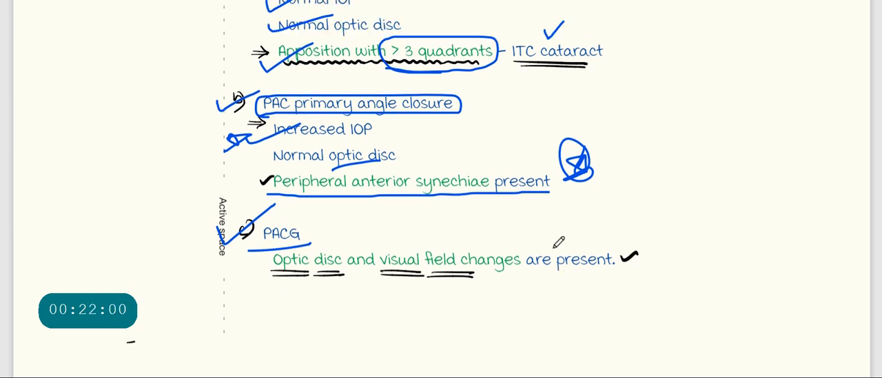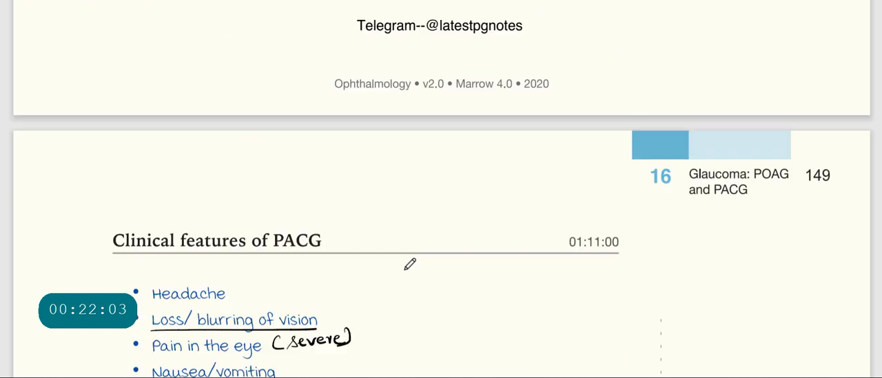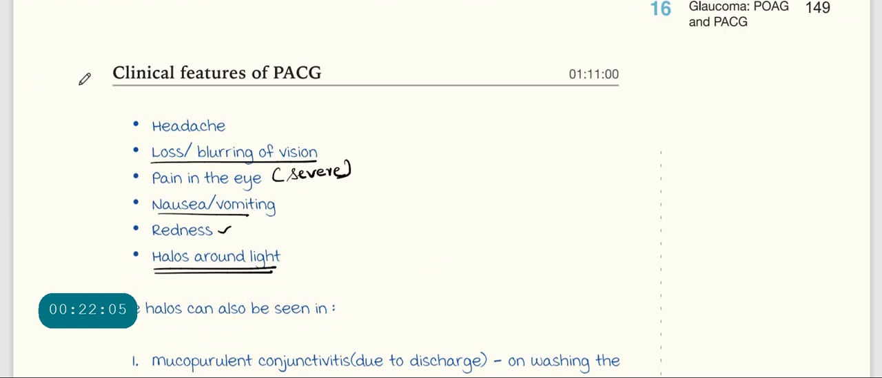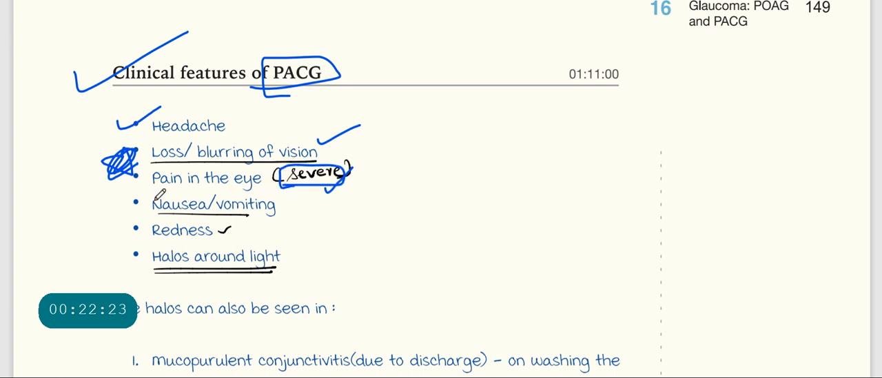What are the clinical features of PACG? Headache is the common symptom between both. There is blurred vision. There is pain in the eye, and here it is severe pain, whereas there it was a normal pain. Nausea and vomiting are seen, along with redness and inflammation. There is a formation of halos around lights.